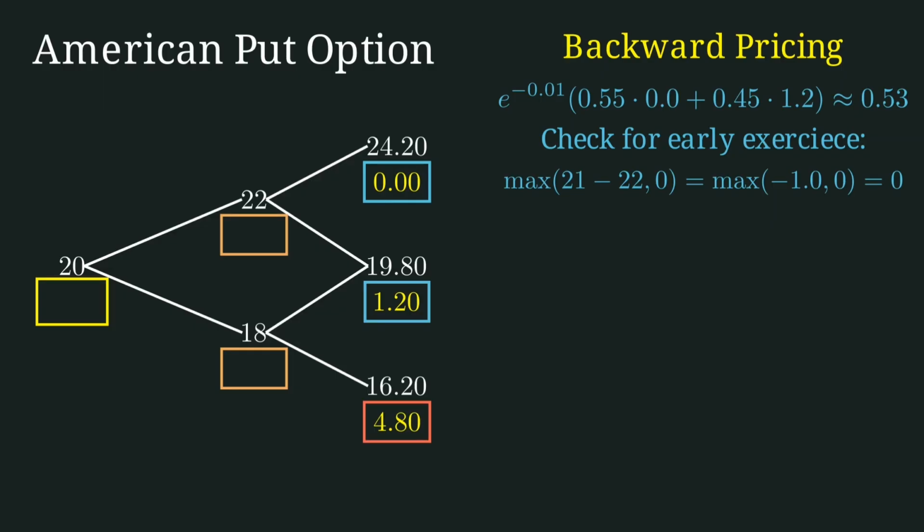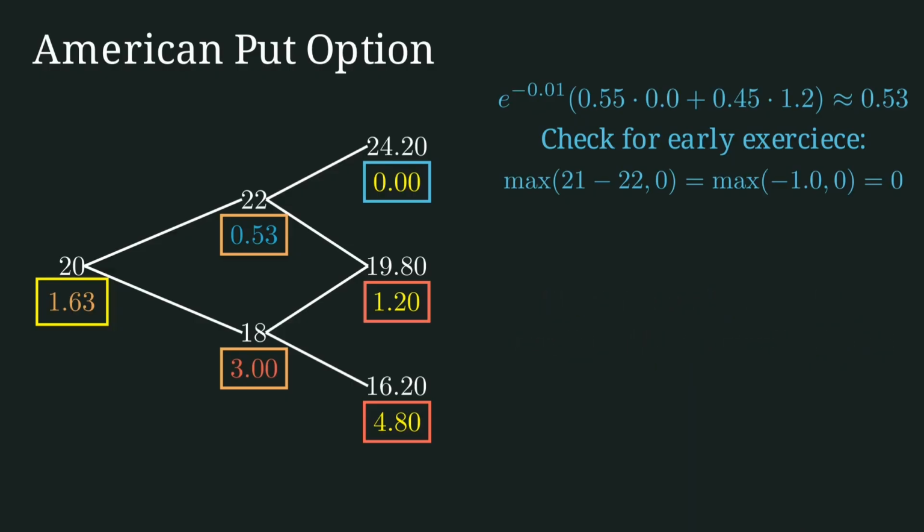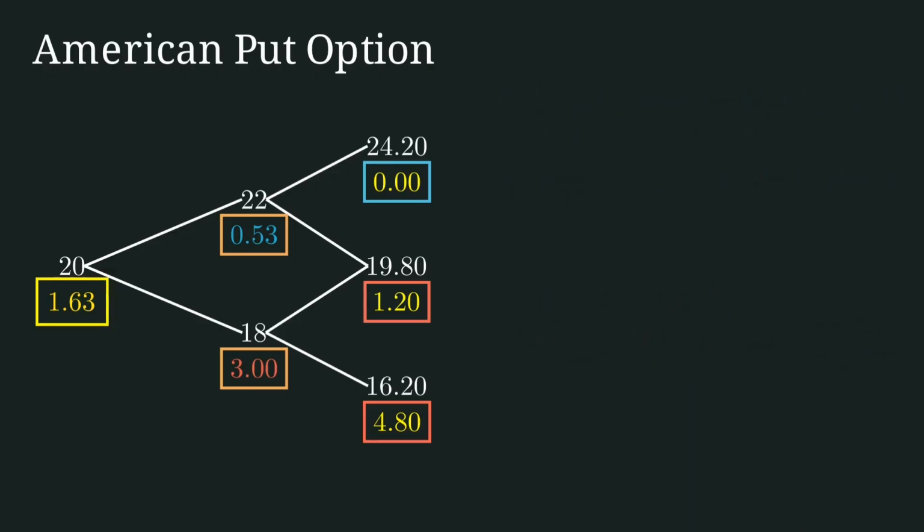As you can see at the node where the price is 22, when we check the early exercise possibility, there is no possibility of exercising early. At the node where the price is 18, as you can see, when we calculate the payoff, there is a possibility of early exercise. Then again we go backward using the expected payoff and discount factor. We calculate the premium, or the price at t equal to 0, which is equal to 1.63.